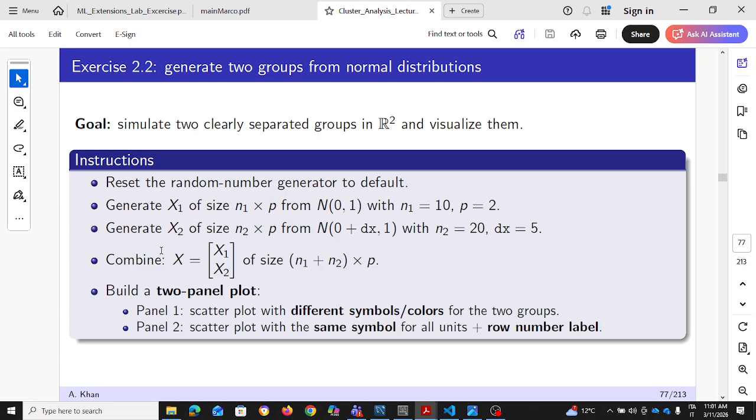Then we generate the second group of points, which has the same normal distribution. Before, the normal distribution was centered at 0; now we make a shift, plus delta x, where delta x is 5. So we move every point by 5. Then we combine the matrices, and we want to visualize how two separable, distinct groups look.